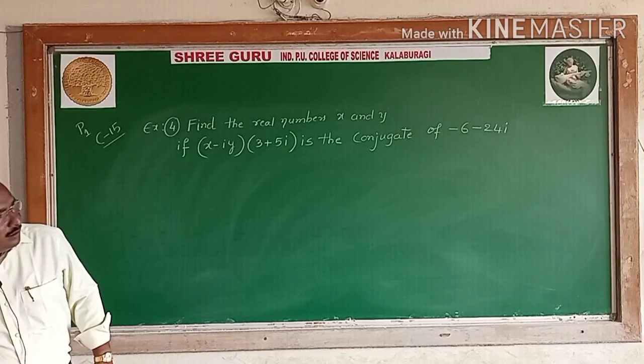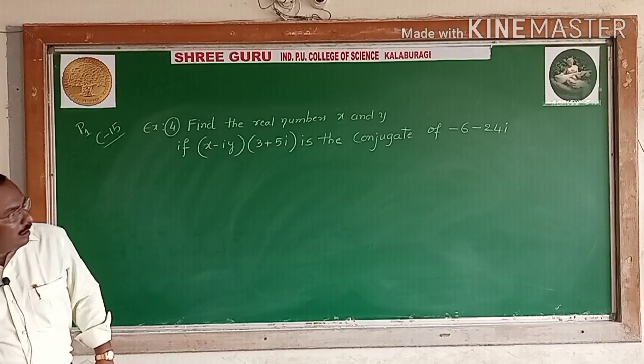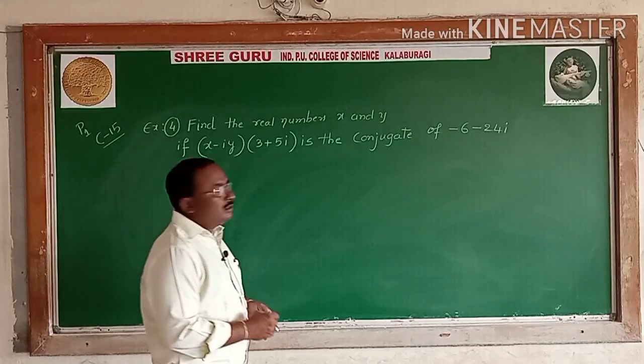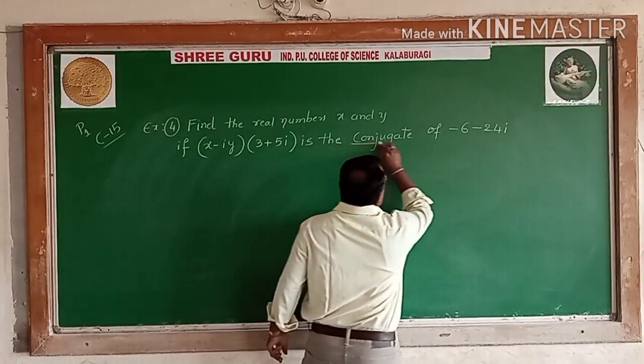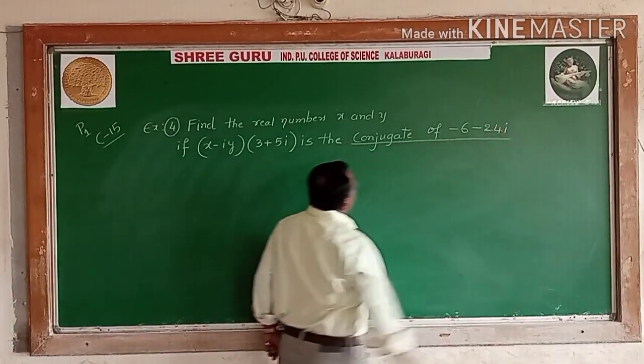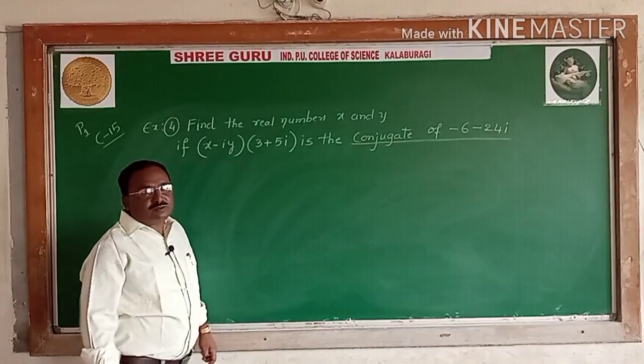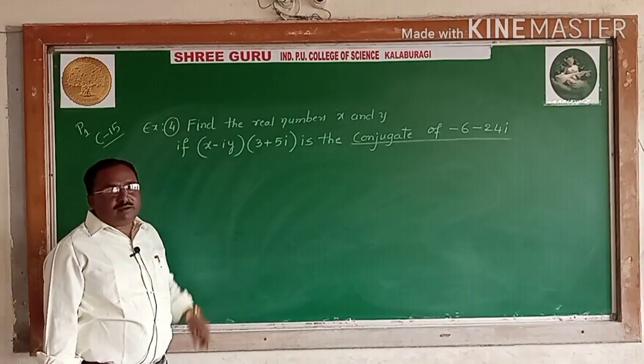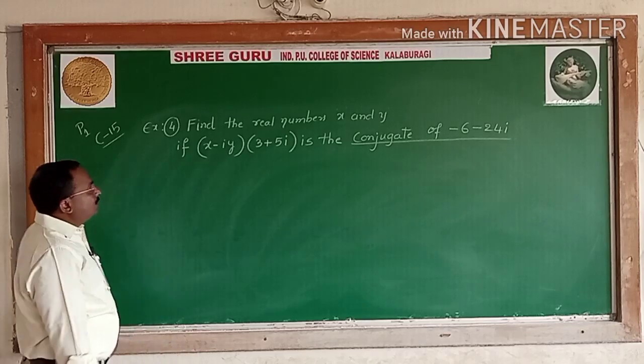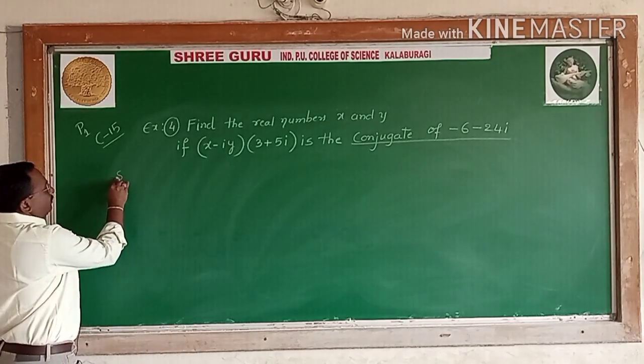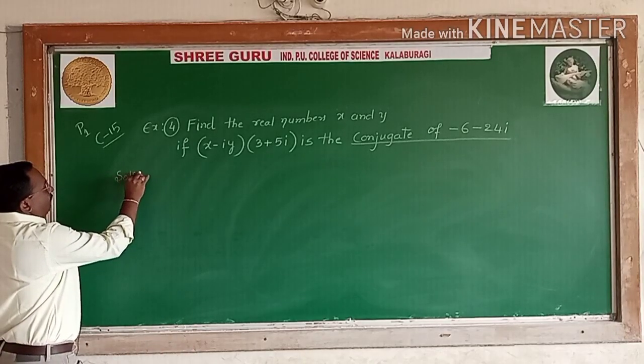Here in this example, very carefully write this part. This part is very important: the conjugate of minus 6 minus 24i. That is a very important point. Solution.